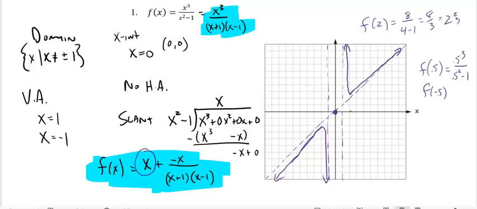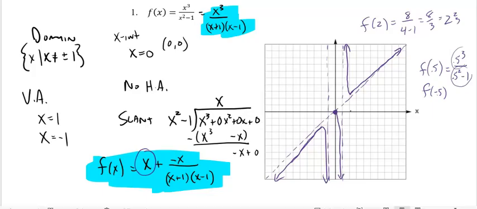Well, I know that's going to be negative, right? Because this is positive, and this will be negative. 0.5 squared, 0.25 minus 1. So when x is a half, my output's negative. I don't even care what it is. I know it's going to do this because of my asymptotes.